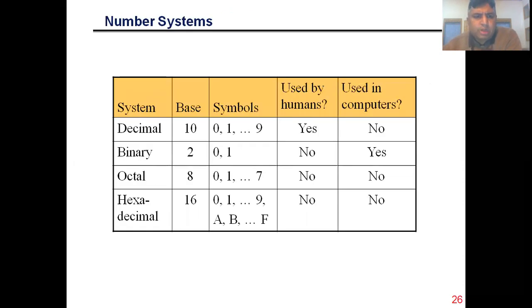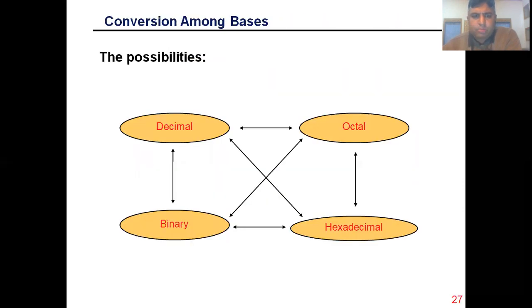This is a table: decimal, binary, octal, hexadecimal, their bases, and their symbols. Humans use decimal, and computers use binary numbers. This table summarizes all the number systems. We already defined these in a table: decimal, binary, octal, and hexadecimal. They all can be interconverted from one base to another.